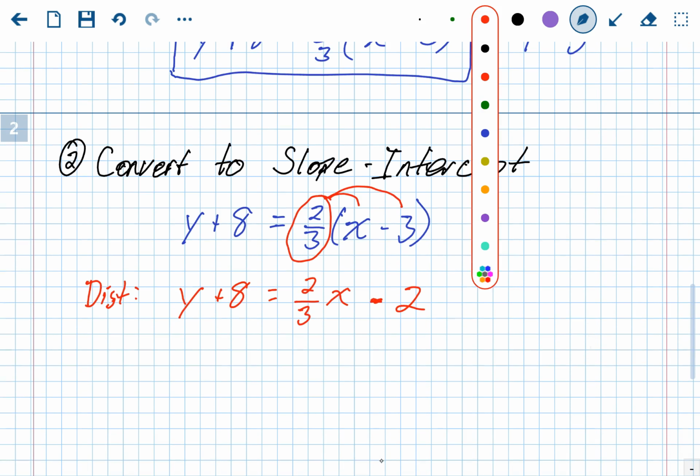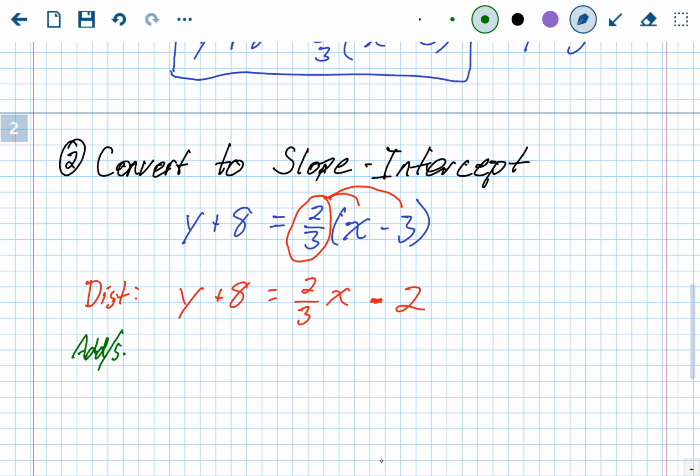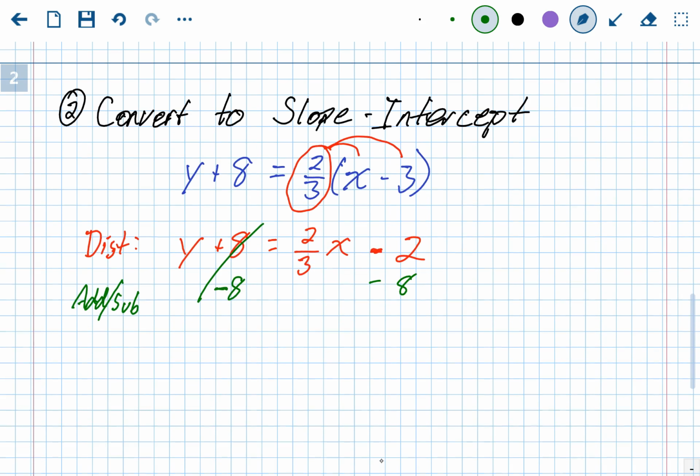Alright, and we're close. The last part of converting to slope-intercept form is you add or subtract the y1 value. In this case, since we have y plus 8, we're going to do -8 on both sides. And that gives us y isolated. So y equals form. Y equals form is also called slope-intercept form. It's when y is by itself. So y equals 2/3 x minus 10.